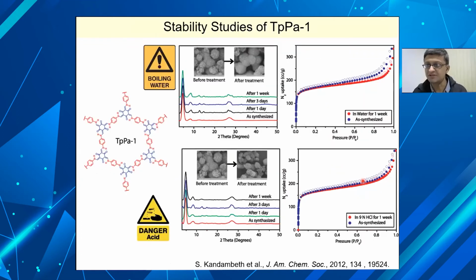What we got is the following. You can see this is the product that we have made. This is the powder diffraction data. I apologize for the weak and not so good quality powder diffraction data. I will show you some better quality ones very soon. And you can see that before and after treatment in boiling water and acids, the surface area and everything is absolutely fine. No problem. So that is something really interesting.